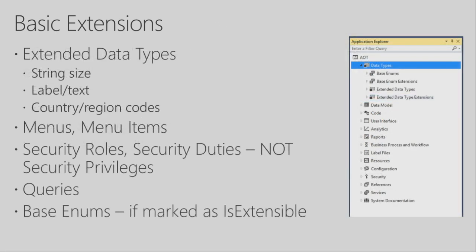And then there's a range of other kind of basic extension capabilities across other types like EDTs, menus, menu items, the security areas, so security roles, security duties within those roles. You can't extend security privileges, but they're at the lowest layer, so what you're going to do there is just create new privileges, add those into the duties and roles that people will be assigned to. And then you can extend queries and base enums as well. So you can extend base enums if they're marked as extensible. And again, the documentation has a full list of base enums that are extensible.